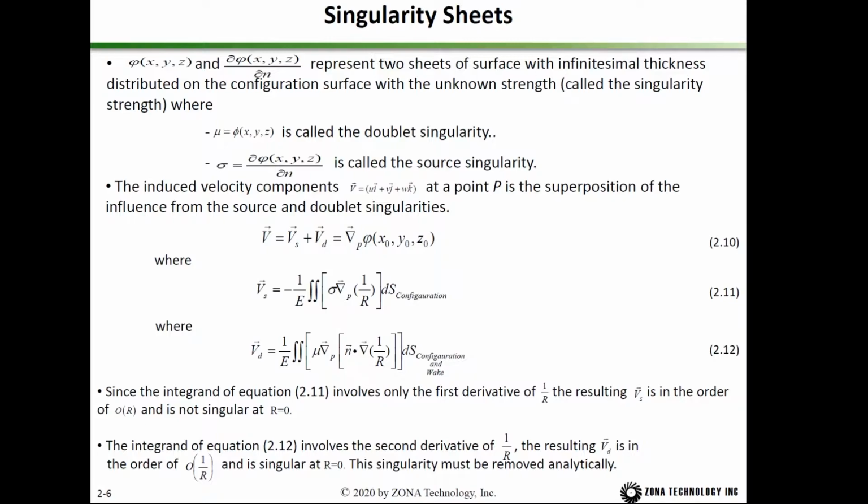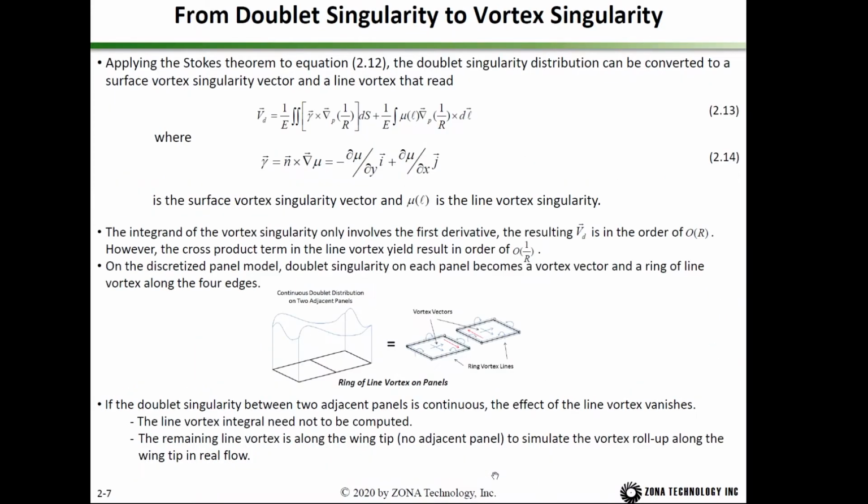So the source singularity solution is regular. However, if we look at the doublet integral, this after taking the gradient is 1 over r cubed, and take another gradient, the order is 1 over r fifth. But we only have 2 integrals, so the resulting VD is in order of 1 over r, and is singular at r equals 0. This singularity must be removed analytically.